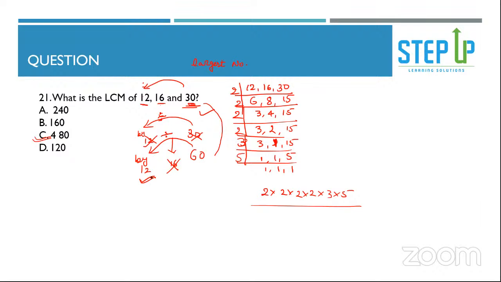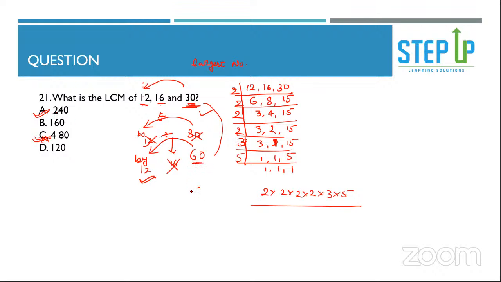I hope you are getting my point. So 30 is not divisible by 12. 60 is divisible by 12. But now, I think 240 could be your answer. 16 into 5 is 80, 80 into 3 is 240. Yeah, 240 should be your answer.